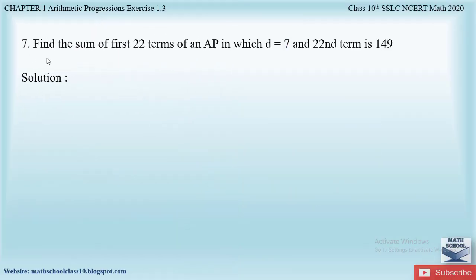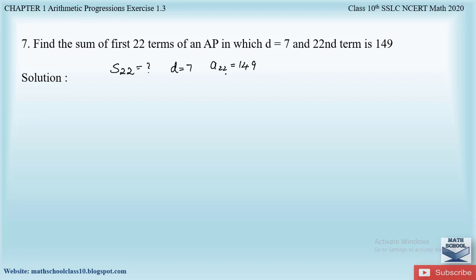Let us solve question number 7 from exercise 1.3, chapter 1, Arithmetic Progressions, which says: find the sum of the first 22 terms of an AP in which d is equal to 7 and the 22nd term is 149. Let us first write down what is given. We have to find the sum of the first 22 terms of an AP in which d is equal to 7 and the 22nd term, that is a22, is 149. So this is what they are saying.